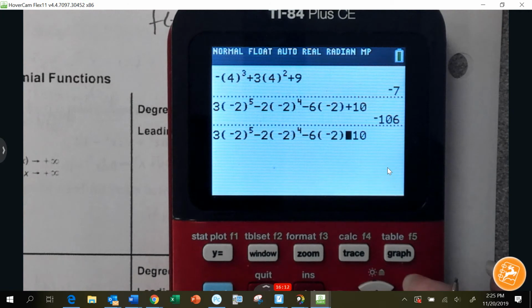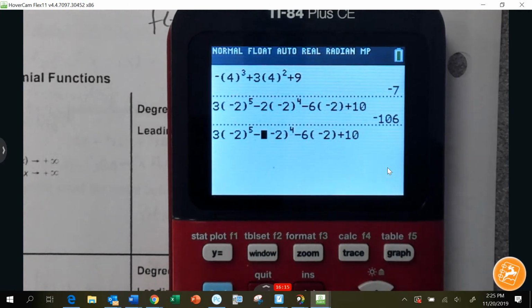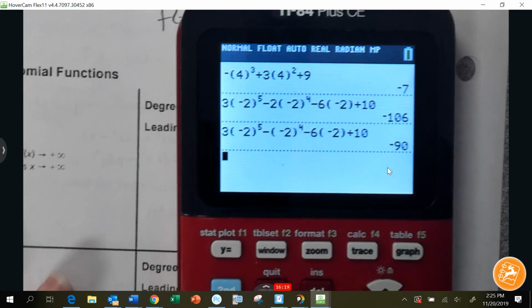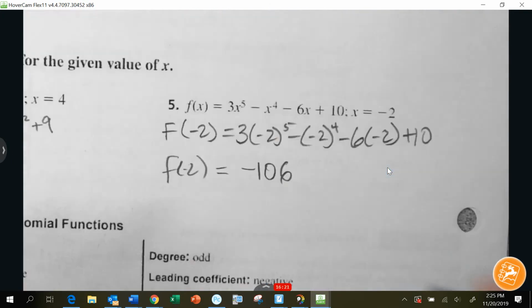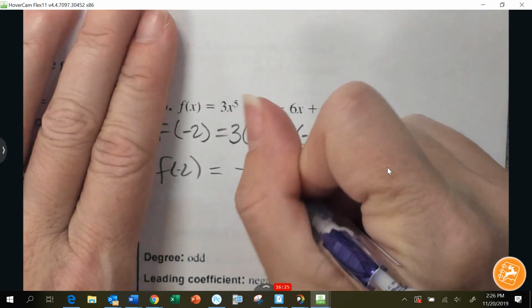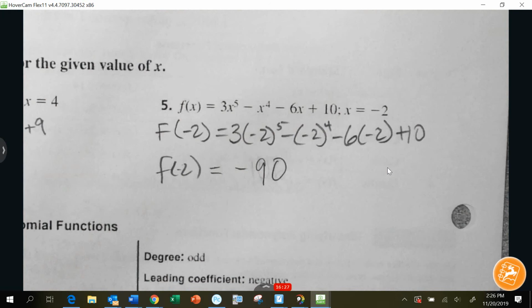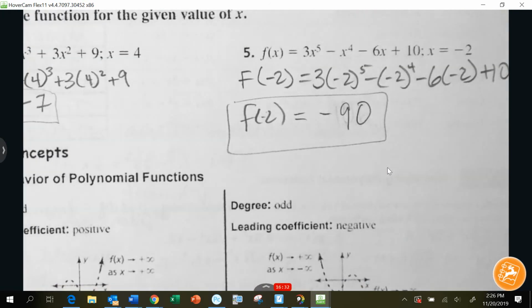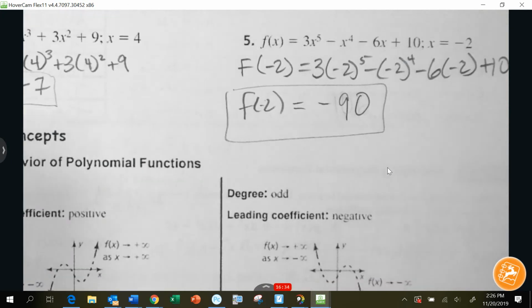Wait, how did you already get the whole equation? Negative 90. If you want to learn calculator tricks, I don't have time for those right now, but I can show you if you want to know how I did something so fast. All right. We have to get through end behavior. That's the next section.